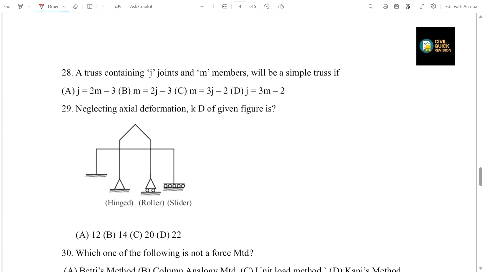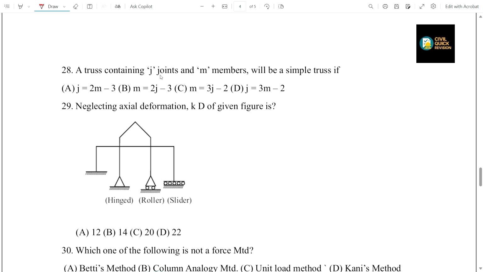Okay, now coming to 28, a truss containing J joints and M members will be a simple truss if what will be the equation? If M is the member, J is the joint, then we know the formula for simple truss is M is equal to 2J minus 3. You remember this for truss. Option B is the correct answer.